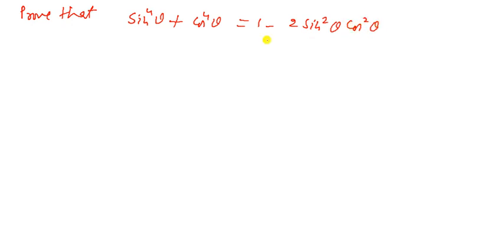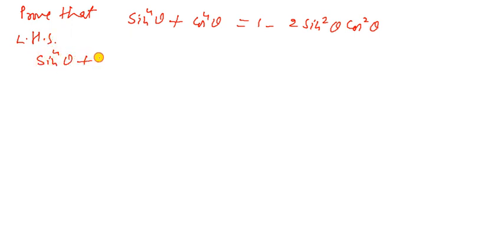Next question is: prove that. What will be proved? Prove that sin to the power 4 theta plus cos to the power 4 theta is equal to 1 minus 2 sin square theta cos square theta. So what will happen?